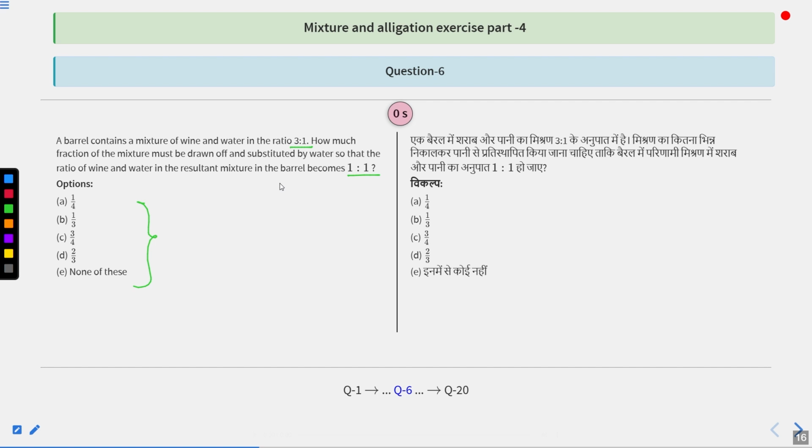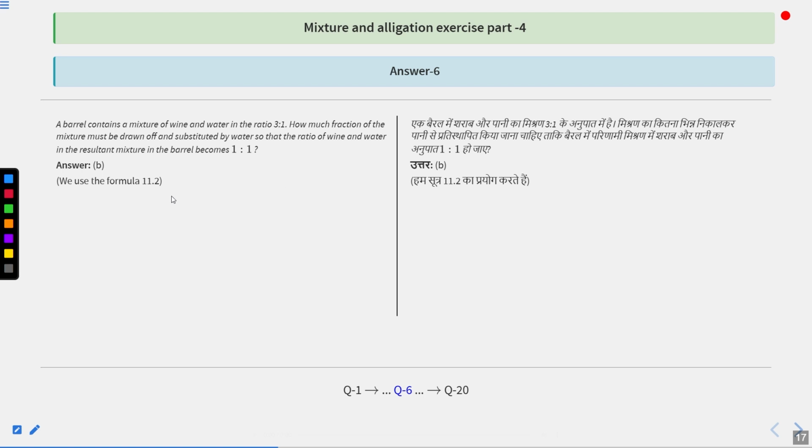Now time's up. Let's see the solution. We are using formula 11.2, which is the replacement formula in mixture alligation. Let the barrel contain 4 liter of mixture. Clear? Because 3 plus 1, so we let it 4 unit. So we can let 4 liter of mixture. Now the question says that wine will be 3 liter and water will be 1 liter.